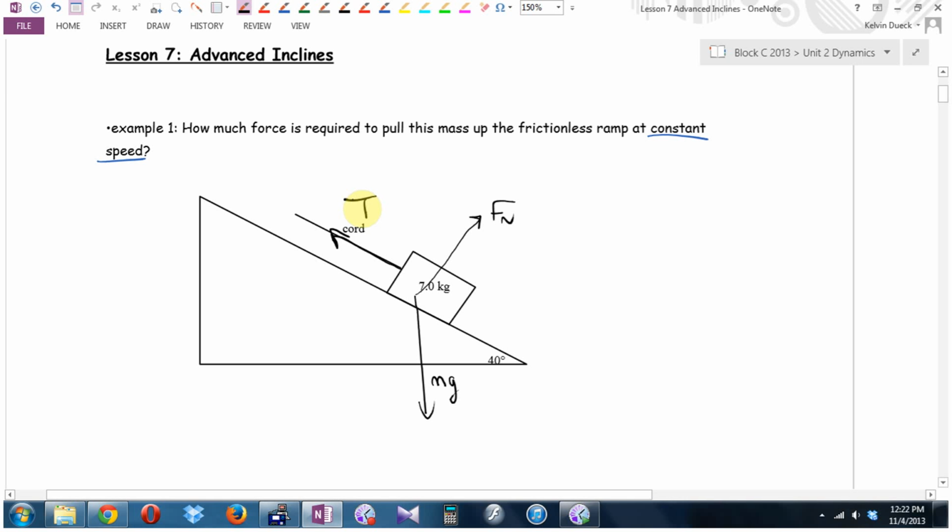And if that's all they asked for, good. They didn't say just draw the free body diagram. They want me to figure out how much force. Now let's break this into components. So I'm going to have the perpendicular component and the parallel component.